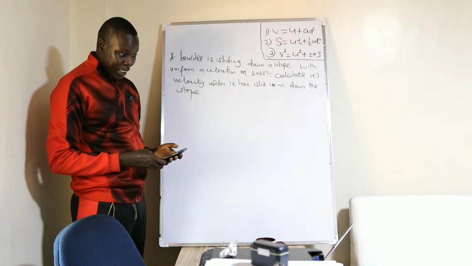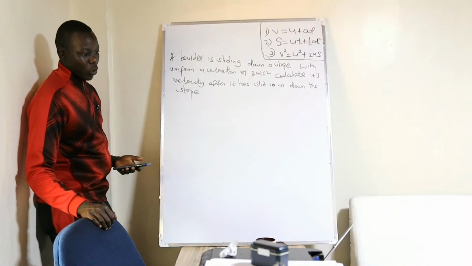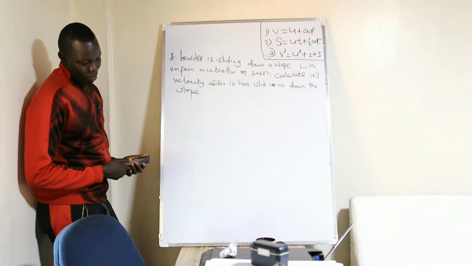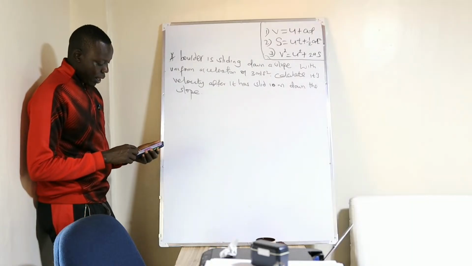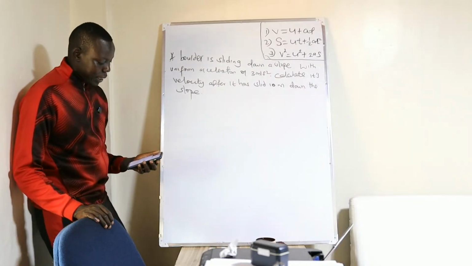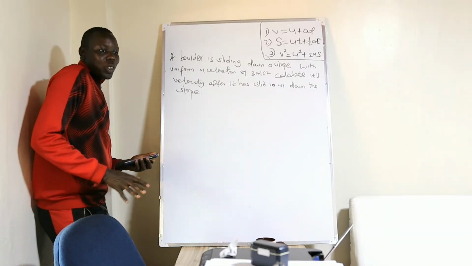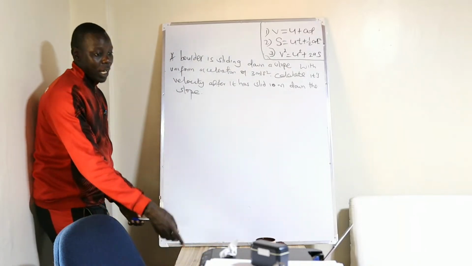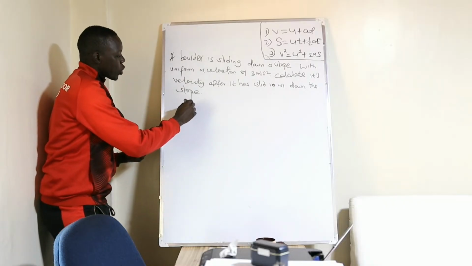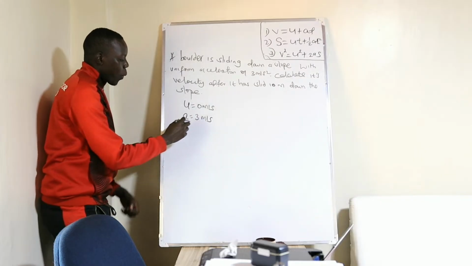Now, to answer, we write the available values. A boulder is sliding down a slope with a uniform acceleration of 3 meters per second square. A sliding object means it is starting from rest, then it starts to slide. So our U is equal to 0 meters per second. Our A is equal to 3 meters per second square.